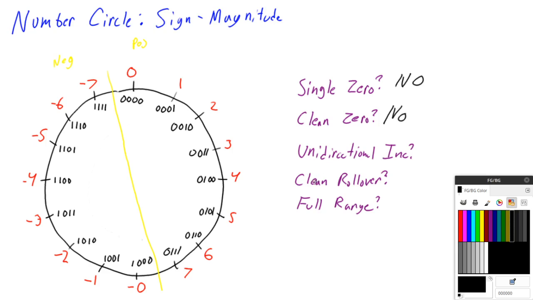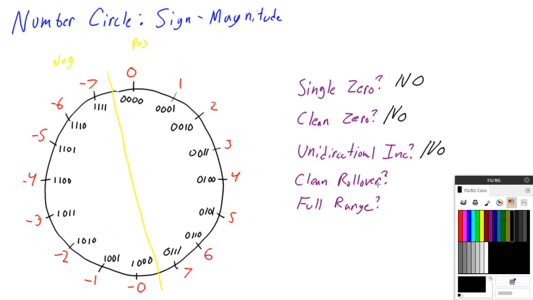What about a unidirectional increase? Well, let's count around here. We're going to start at our minimum. 0, 1, 2, 3, 4, 5, 6, 7, and then we bounce all the way down to 0, and then negative 1, negative 2. So now we're decreasing. So this looks like it is not a unidirectional increase.